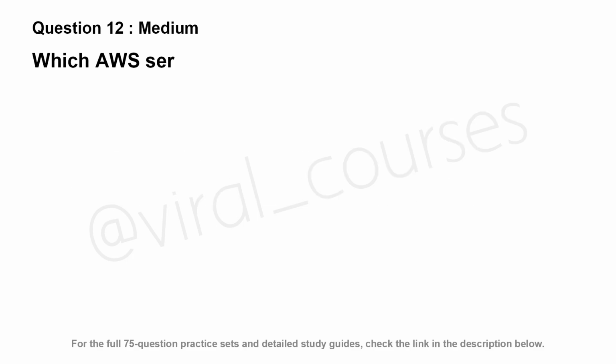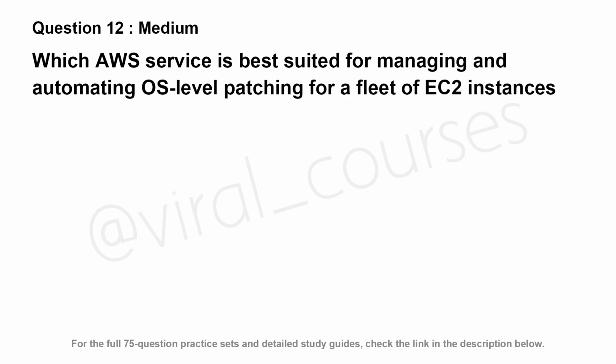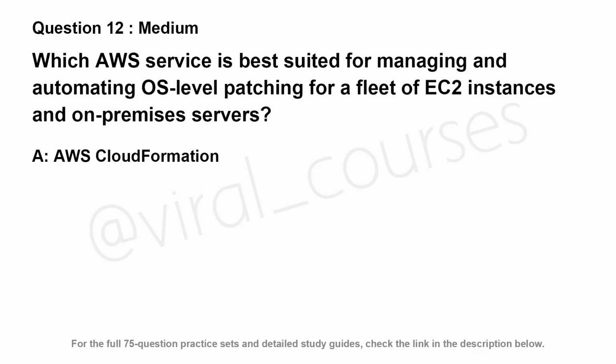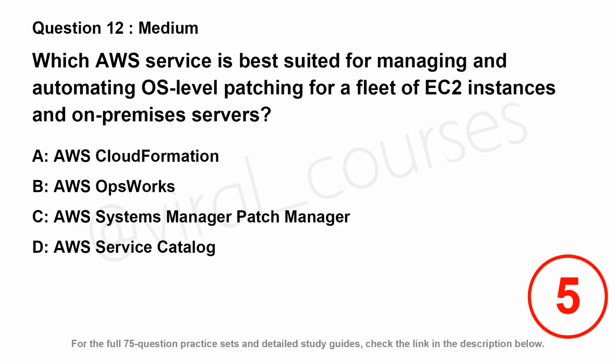Which AWS service is best suited for managing and automating operating system level patching for a fleet of EC2 instances and on-premises servers? Option A. AWS CloudFormation. Option B. AWS OpsWorks. Option C. AWS Systems Manager Patch Manager. Option D. AWS Service Catalog.